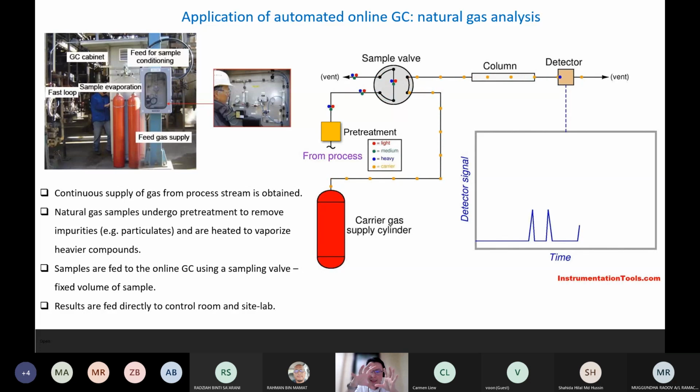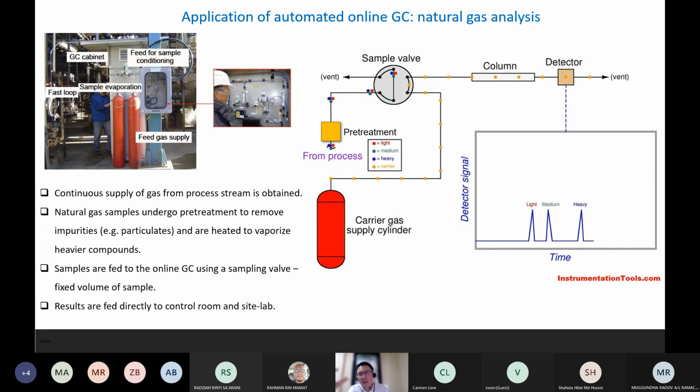Okay, so this line here, when it starts to go into the setup, is actually heated, but not to high temperatures, just enough above the dew point of the hydrocarbon, so that whatever sample gets fed into the system is in the form of a gas. So the valve will go into a sampling mode, capture the sample, and when it switches, the carrier gas will translocate the captured sample into the column. The components get separated and then get detected.